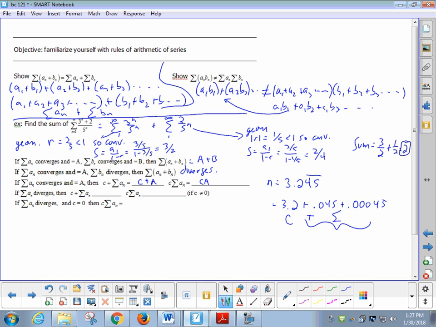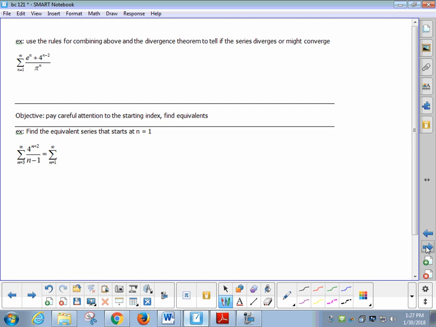If a series diverged, then C plus that diverging series would diverge, and C times that series would diverge, assuming that C wasn't 0. If C was 0, and the series diverged, and you took C times that series, it would equal 0. You might say, isn't that indeterminate? 0 times infinity? Yeah, it's not approaching 0. It's 0. C is 0, period. Okay? 0 wins.